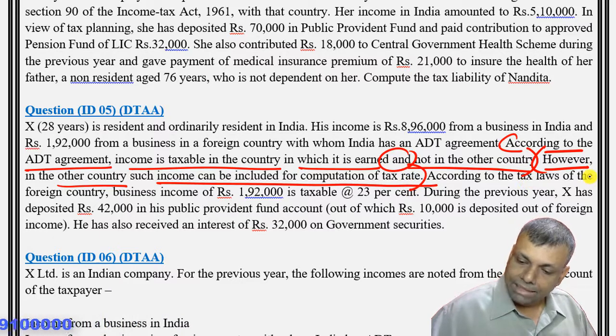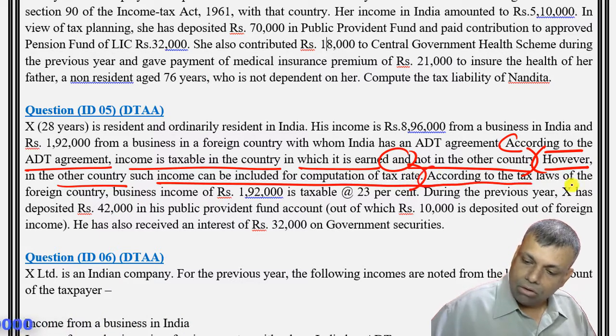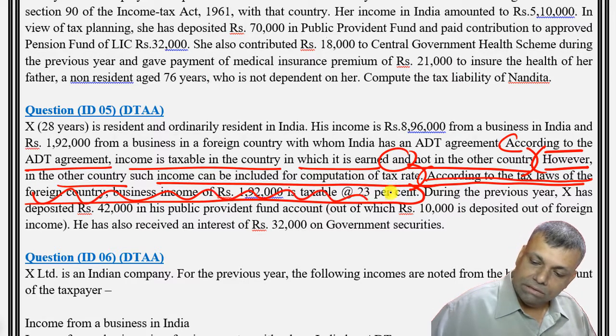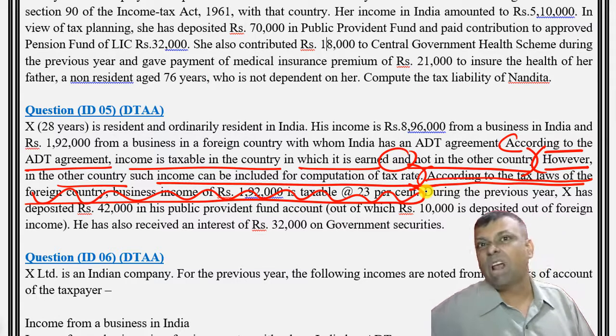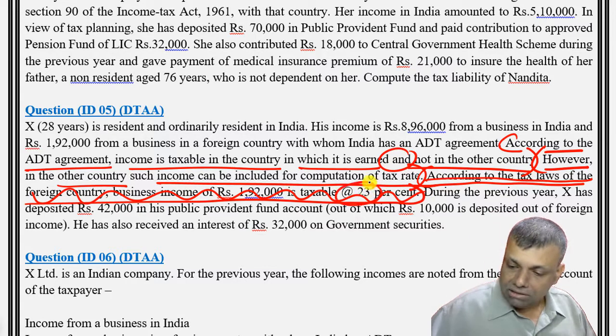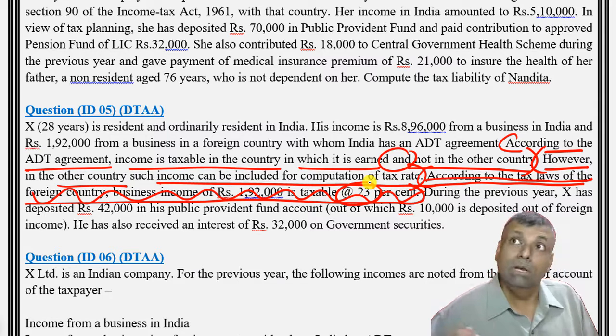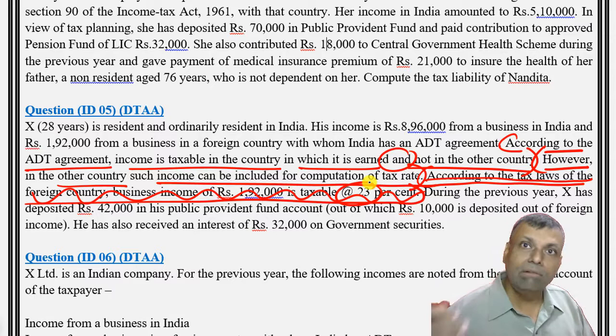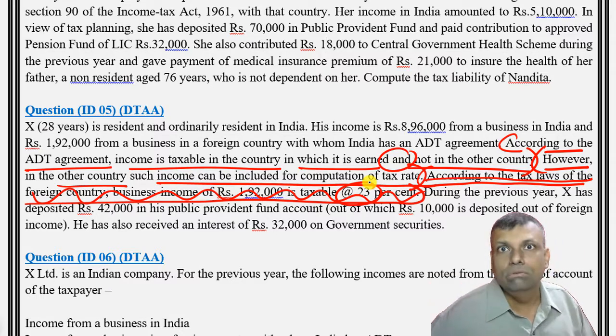Now, according to the tax laws of the foreign country, business income is taxable at the rate of 23%. This statement is basically given to confuse us. This is the place where students will really cry, because the moment they see this 23%, they will feel this is a question as per section 91, and that they should take the Indian rate or foreign rate, whichever is less. You're not to do that, because section 91 in the given question is not applicable.